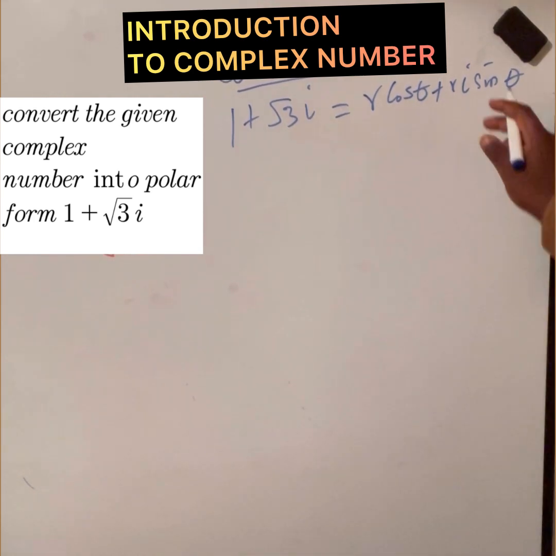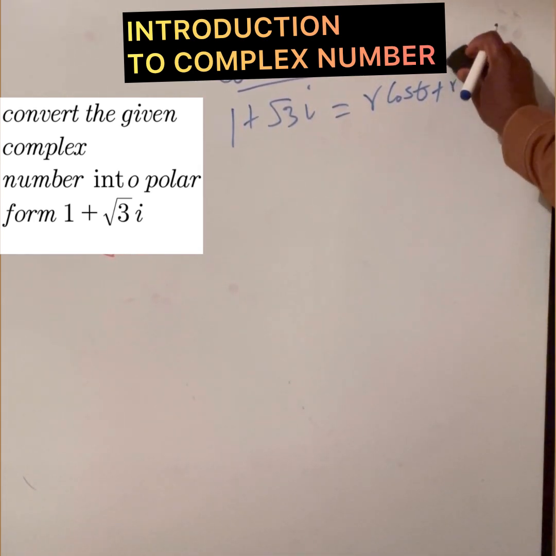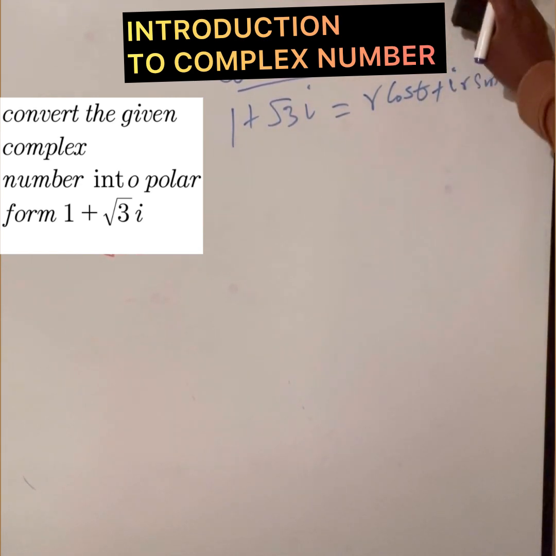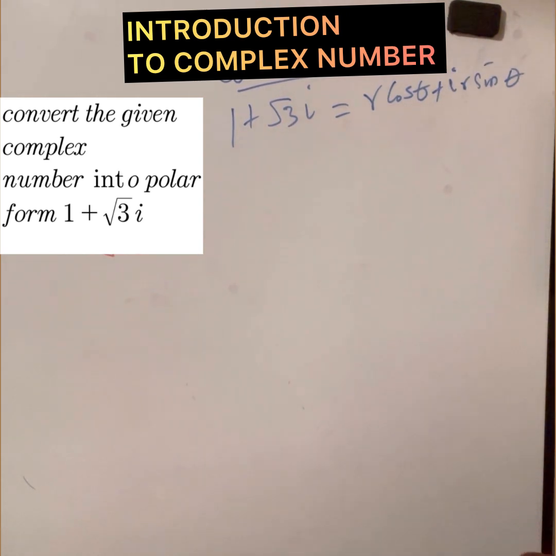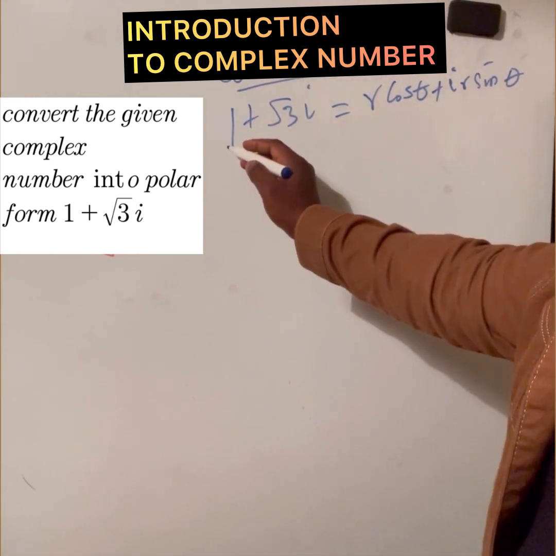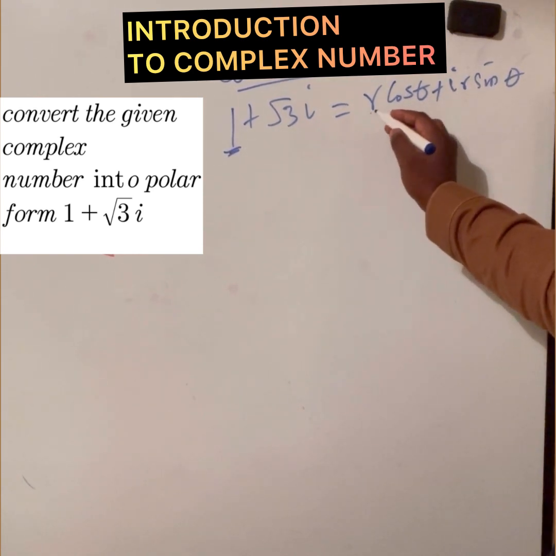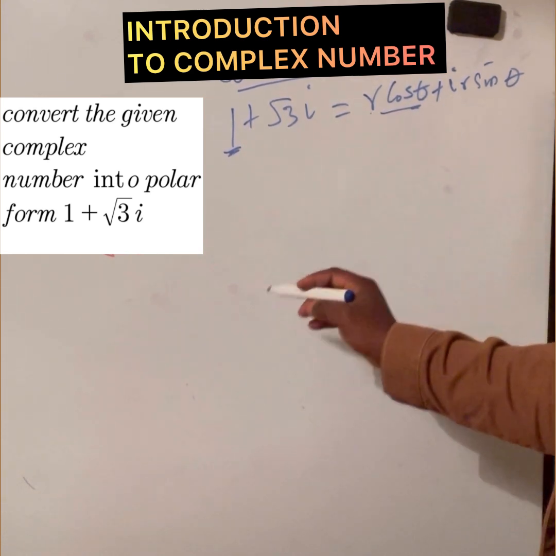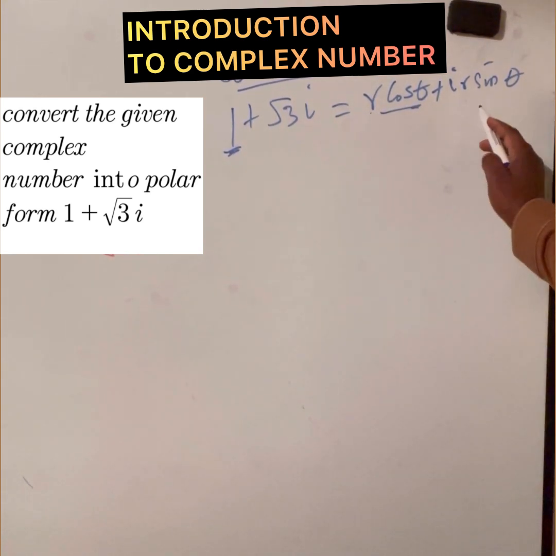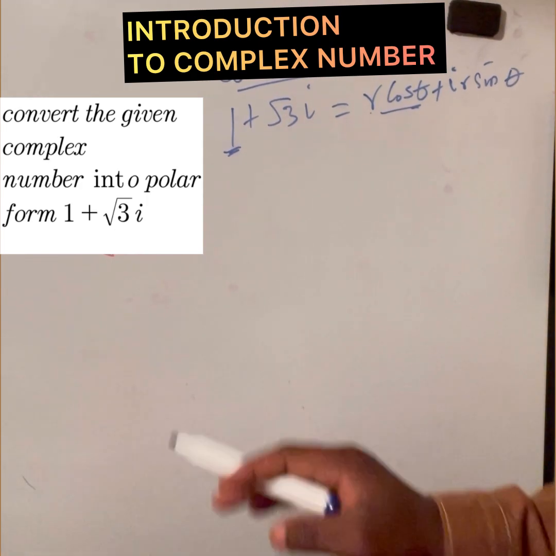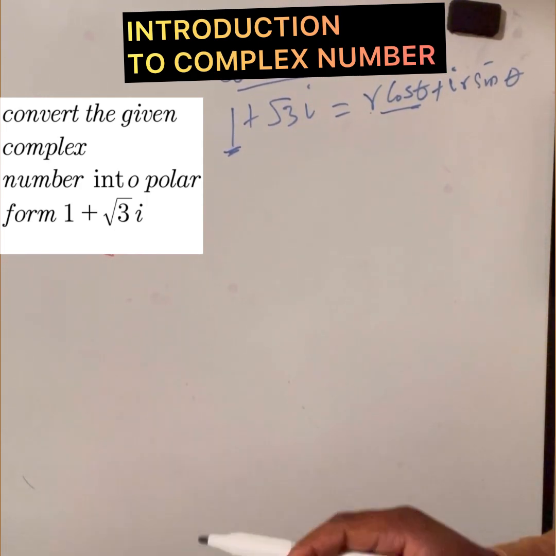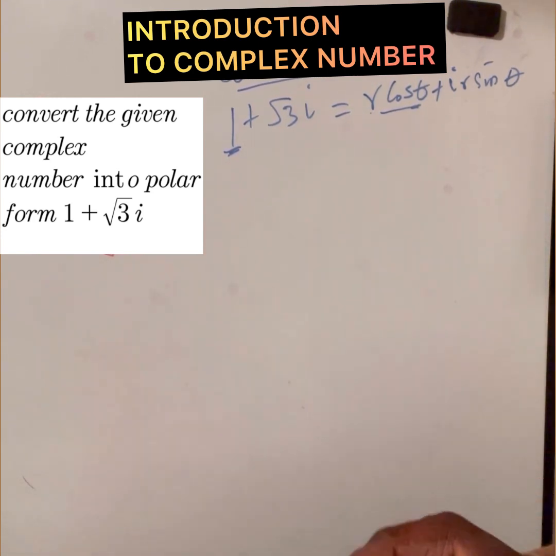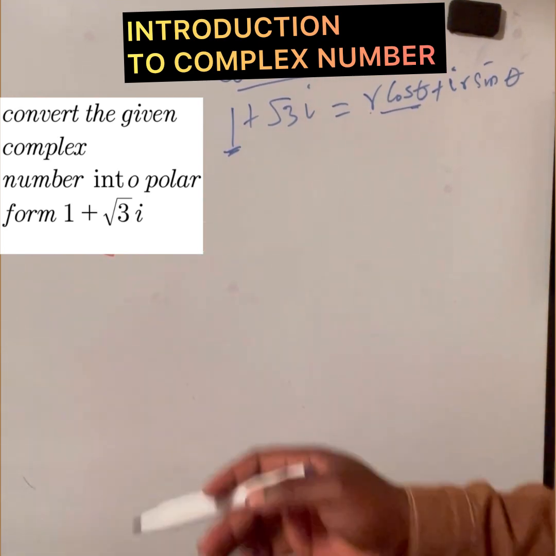Okay, or I can just write i r sine theta, both are the same. So in this case, I'm going to use comparison. So this should be equal to this, because this is the real part, this is the real part, and this is the imaginary part, this is the imaginary. And this is the second method. I've actually got the answer, which is 2 cos pi over 3 plus i sine pi over 3. That is the answer. That is the polar form.